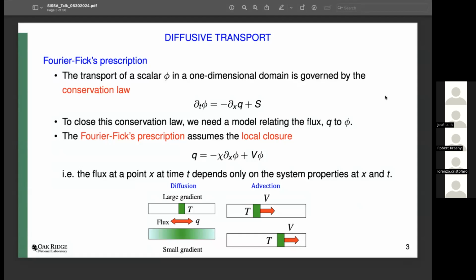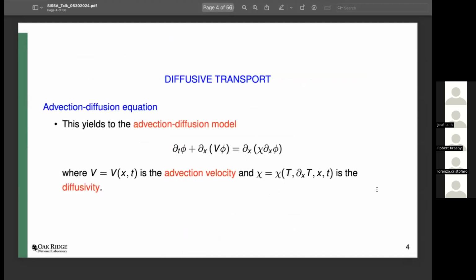The standard way of doing that is the Fourier-Fick prescription that assumes a local closure, that the flux is proportional to the gradients. And when you do that, you actually get what we know as the well-known advection-diffusion model that is extensively used and has been very successful in many instances. But as many of you in this audience are aware, it has limitations. And what I'm going to do in the rest of this talk is actually to see when and how this paradigm might break down, and what are the alternatives and consequences of that.